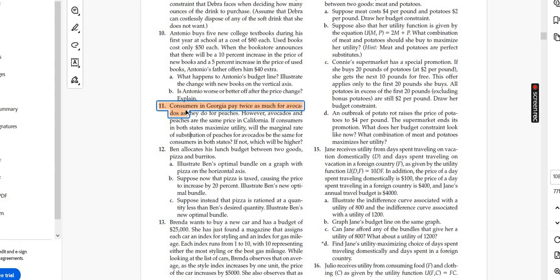So look at this question, मैं यहीं से पढ़ती हूँ। ये आपका question जो है था ये वाला, ठीक है। So consumers in Georgia pay twice as much for avocado as they do for peaches.